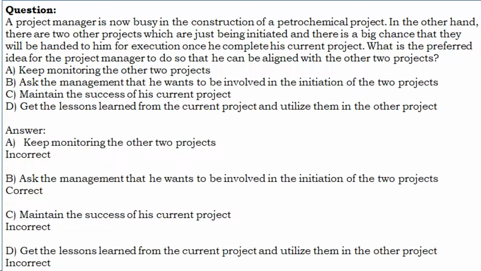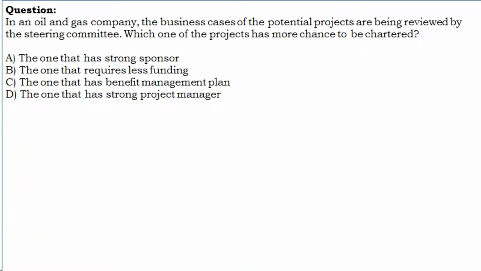A. Keep monitoring the other two projects. Incorrect. B. Ask the management that he wants to be involved in the initiation of the two projects. Correct. C. Maintain the success of his current project. Incorrect. D. Get the lessons learned from the current project and utilize them in the other project. Incorrect.